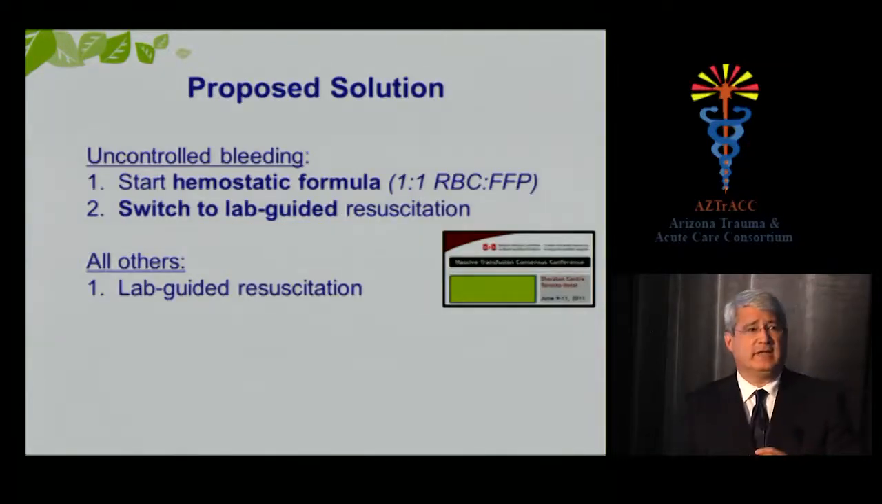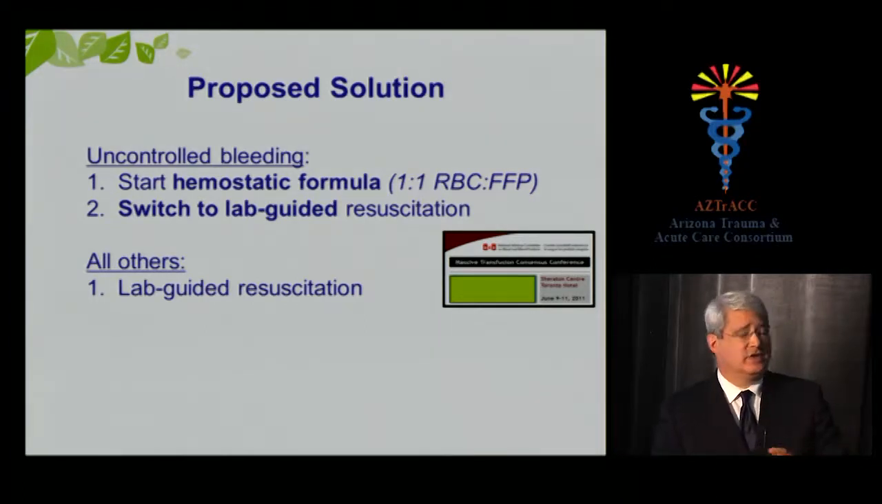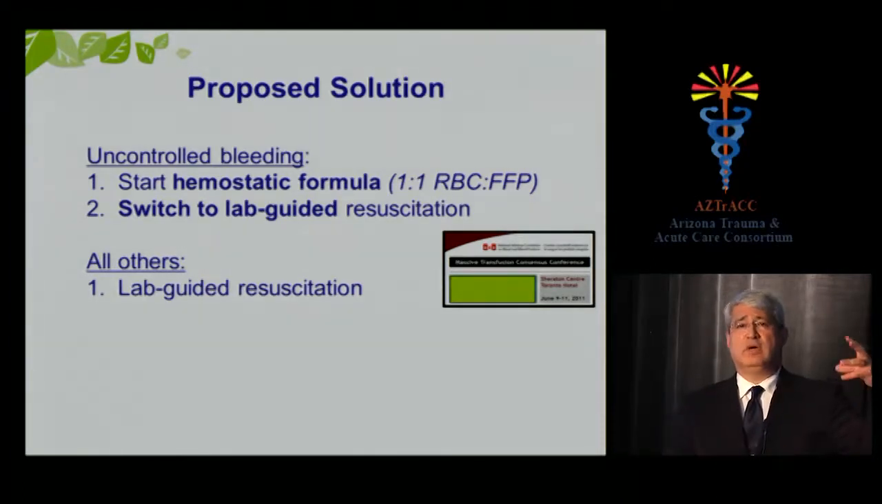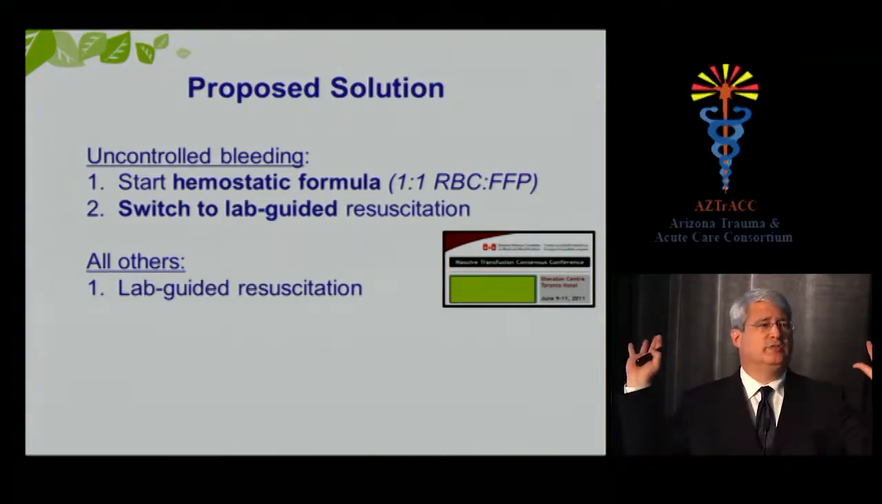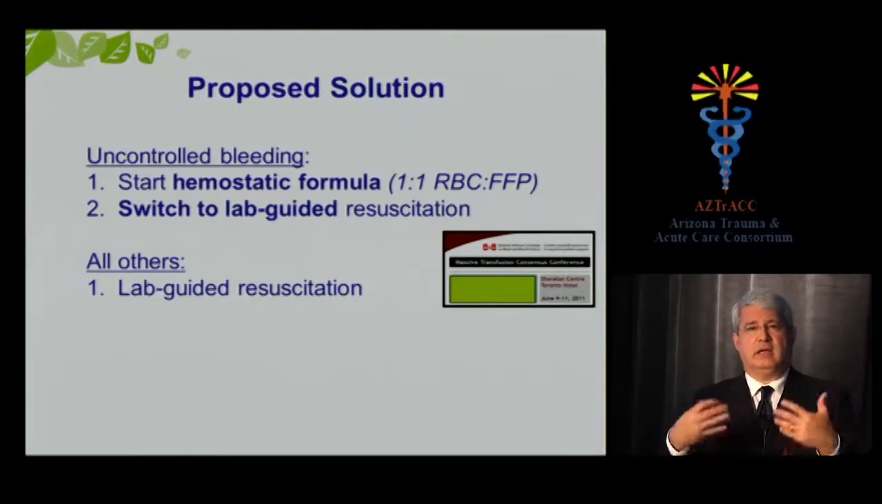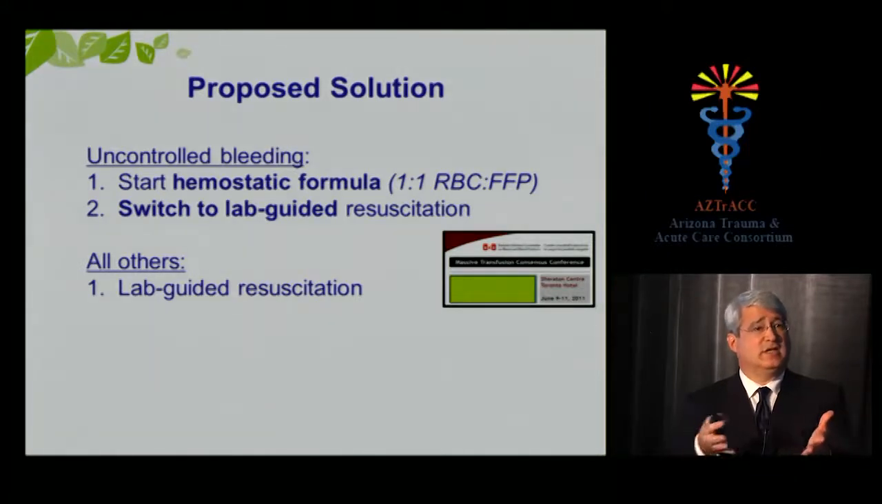So, and this is how I ended the lecture earlier today: if you have someone uncontrollably bleeding, you blindly start giving blood products to this patient. You assume that this patient is coagulopathic, and then, as quickly as possible, start getting some labs to tell you what the problem is, and then you treat that. Otherwise, if your patient does not have an uncontrollable bleed, then you should use the lab to guide your resuscitation. You should not give plasma to someone just because they're bleeding. Okay? And I know that's obvious.